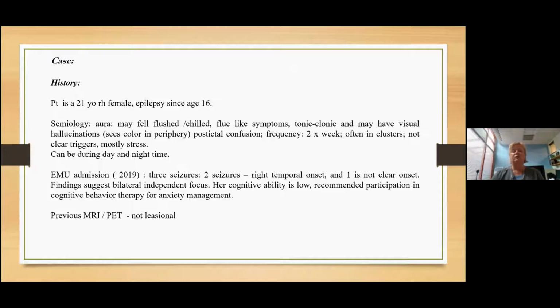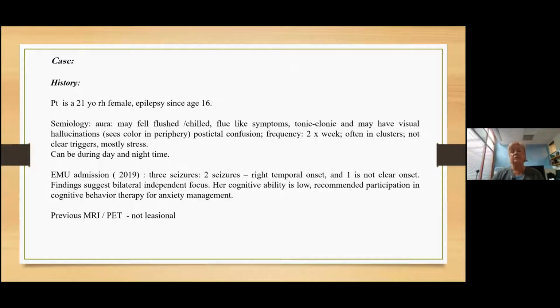Basically, she has an aura; she may feel flushed, chilled, with flu-like symptoms, and may have a tonic-clonic movement, and may have visual hallucinations, specifically she sees color in her peripheral vision. Post-ictally, she is confused. The frequency of the seizures is about 2 times a week, and often she may have clusters, so it can be even more than 2 times a week. It's not clear what exactly triggers those seizures. Mostly she says it's stress, but it wasn't clear.